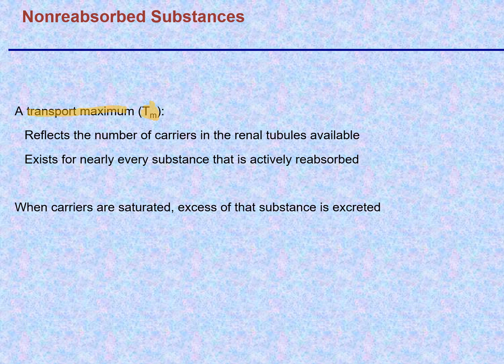And that's because you have carrier molecules that are involved in the reabsorption. So you have a fixed number of carriers that can help with reabsorption of molecules back. There's carriers for nearly every substance that is actively reabsorbed. And if they become saturated, because there's so much of the molecule that they normally reabsorb, then the excess gets excreted out into the urine.